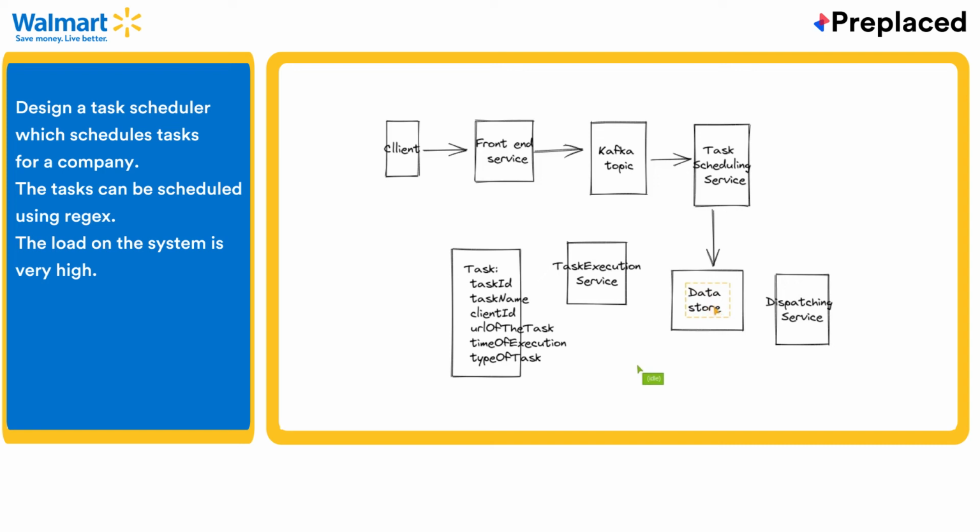If we are going to put it in a Kafka queue, this dispatching service will be running every, let's say, 30 seconds. It is going to pull it and put it in the Kafka topic. Execution service will be picking it up, and will it make sure?